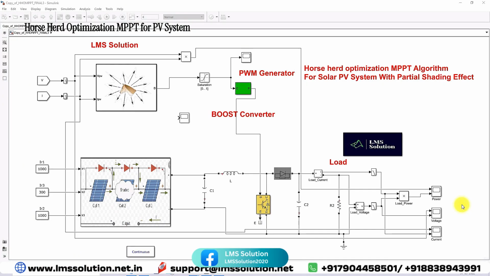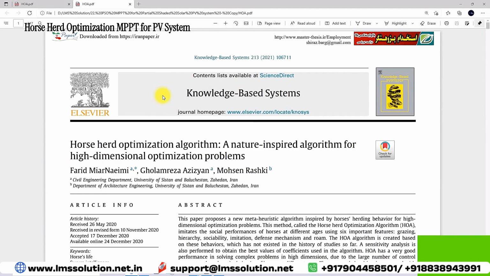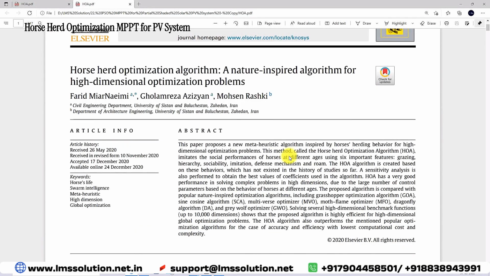Today we are going to see about the cascade optimization MPPT algorithm for a solar PV system with the partial shading effect. For implementing cascade optimization MPPT, we refer to this paper, which is published in Knowledge-Based Systems. The paper link is provided in the description. Kindly check that reference paper.